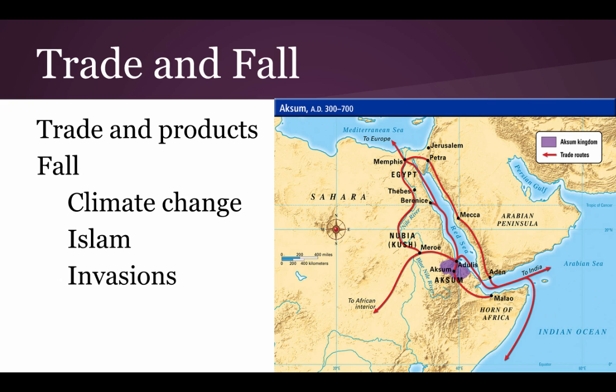But eventually it was really not to last. You had massive climate change. Some of that desertification got down here. You had bad harvests, which really hurt the population. And then this entire area, the north, gets cut off by the Muslims. Now, the Muslims don't conquer them, but they really lose touch with a lot of their allies. And then they get hit with invasions from other groups in this area that brings them down.